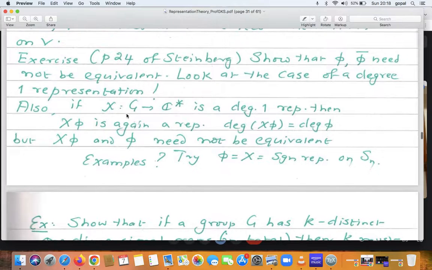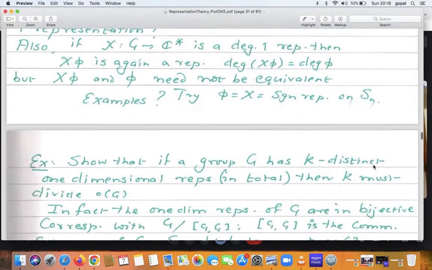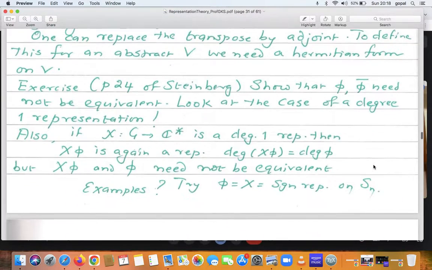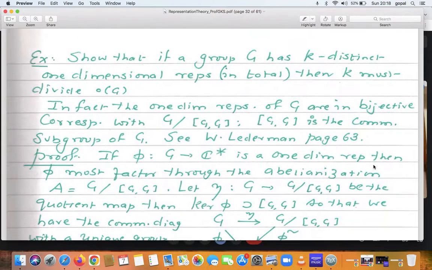Now suppose I take a degree 1 representation chi and another representation phi. Then the product chi times phi is again a representation. The degree of chi phi is the same as the degree of phi. But chi phi and phi need not be equivalent. You try doing something with a sign representation on this. There's another exercise from Steinberg's book. The next exercise is from Lederman, page 63, Walter Lederman's book on Introduction to the Theory of Group Characters.